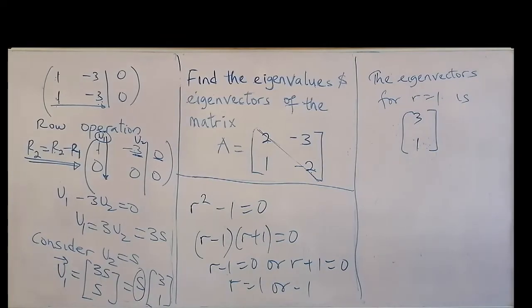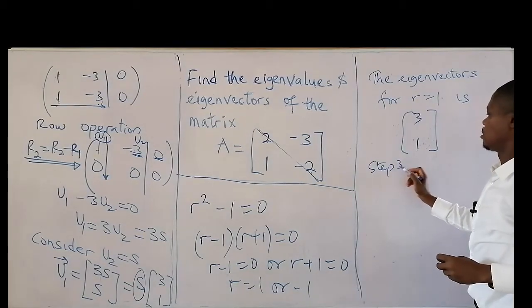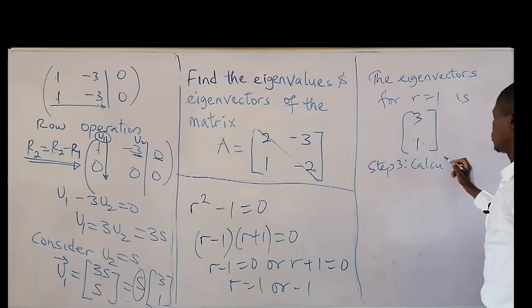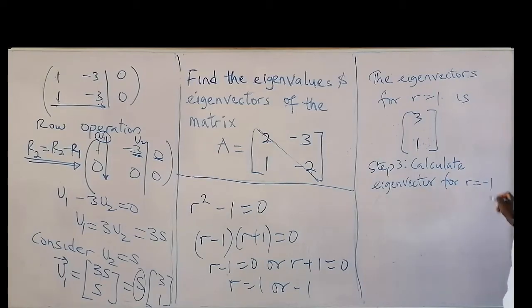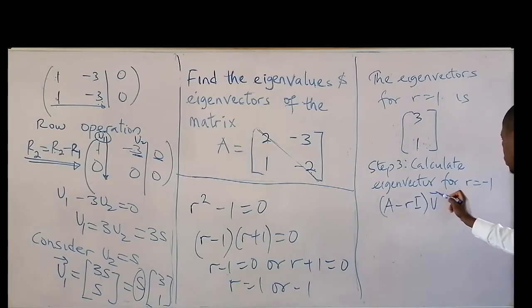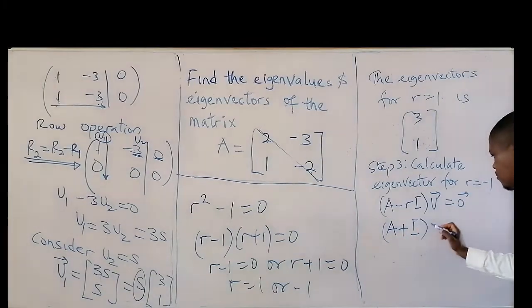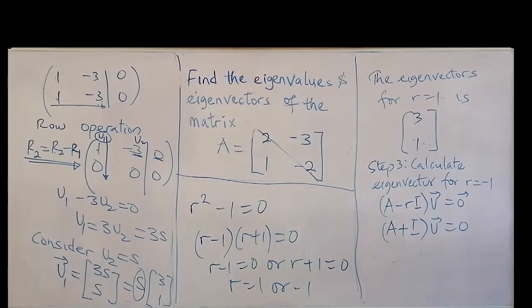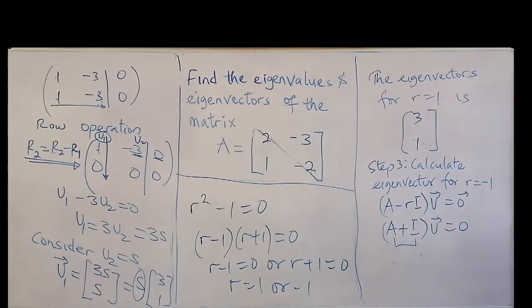Okay, then the next thing to do is step 3, calculate for r equal to minus 1. So in doing that, we'll use our normal formula. R is minus 1. So in that case, this becomes plus what? Plus I. And the meaning of this expression is that you come back here, and then you begin to add plus 1 to the main diagonal. Okay?